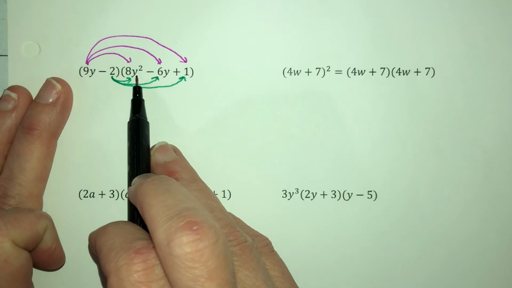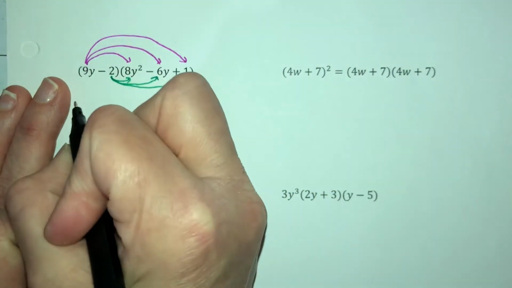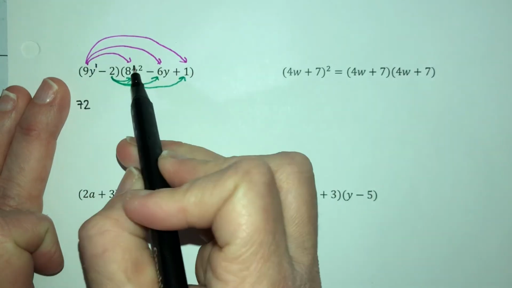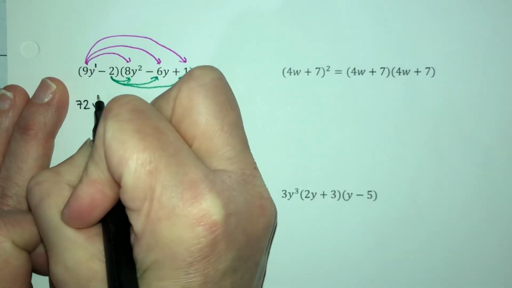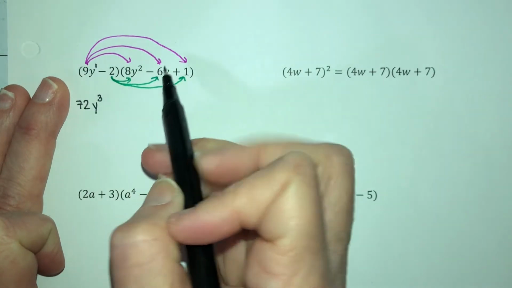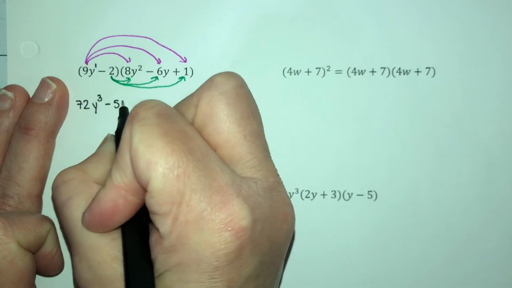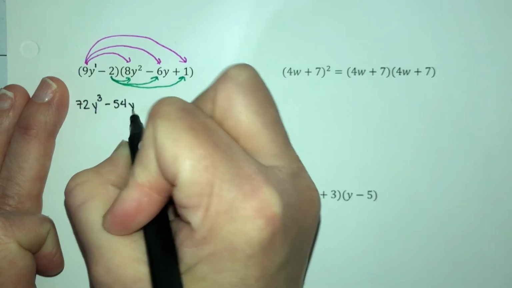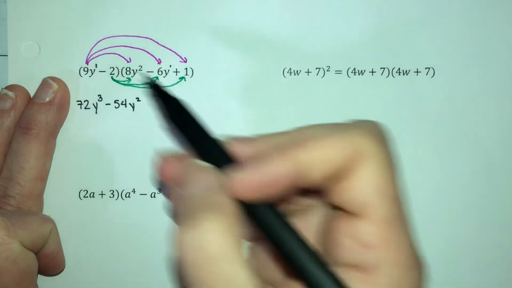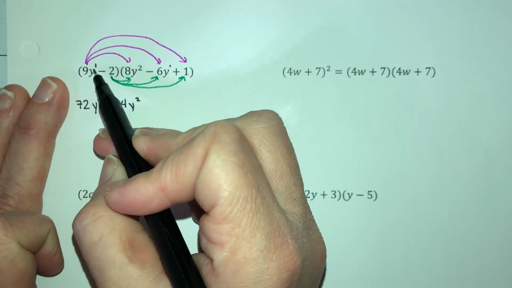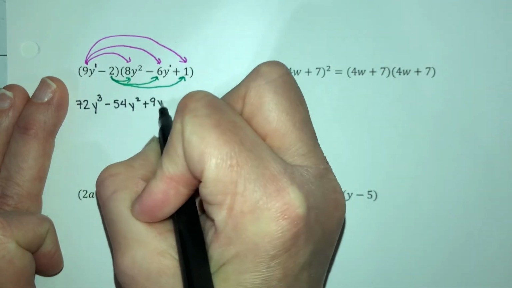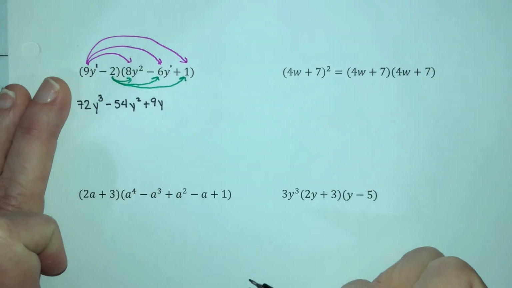9y times 8y squared. 9 times 8 is 72. Remember, that's the first power right there. So 1 plus 2 is 3. This is y to the 3rd power. 9 times negative 6 would be negative 54. Y to the 1st, y to the 1st, that's y squared. 9y to the 1st times 1 will be positive 9y to the 1st power, understood.